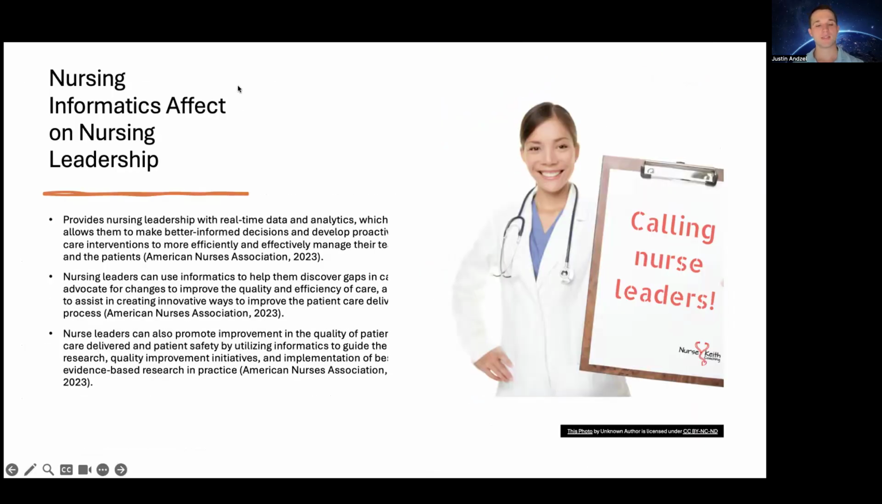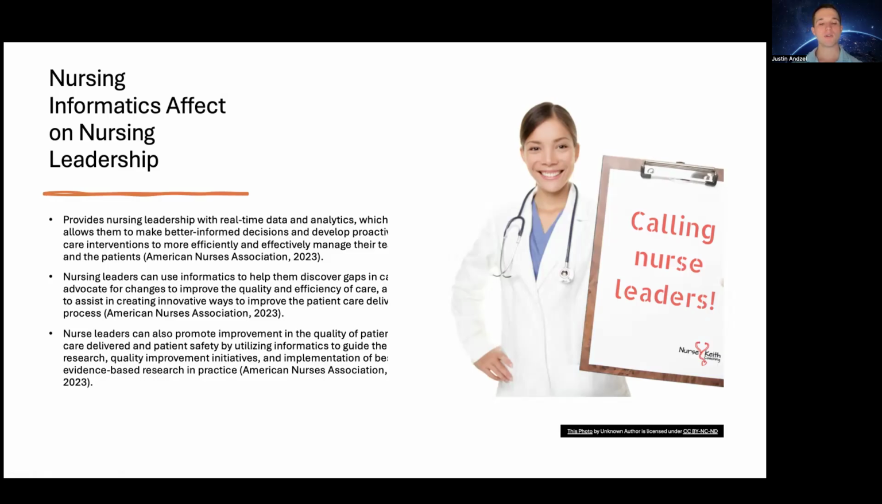Nursing informatics effect on nursing leadership. Nursing informatics positively affects nursing leadership by providing them with real-time data and analytics, which allows them to make better informed decisions and develop proactive care interventions to more efficiently and effectively manage their team and the patients.